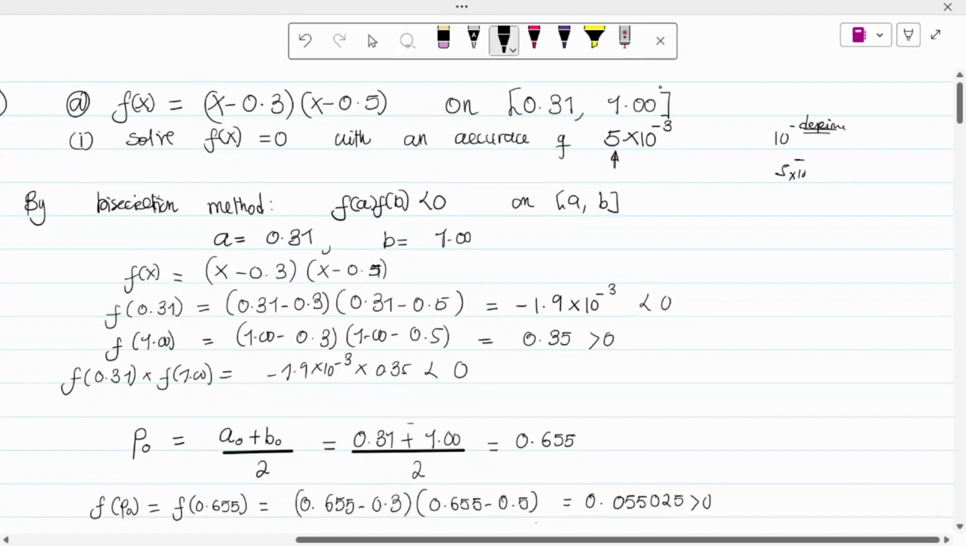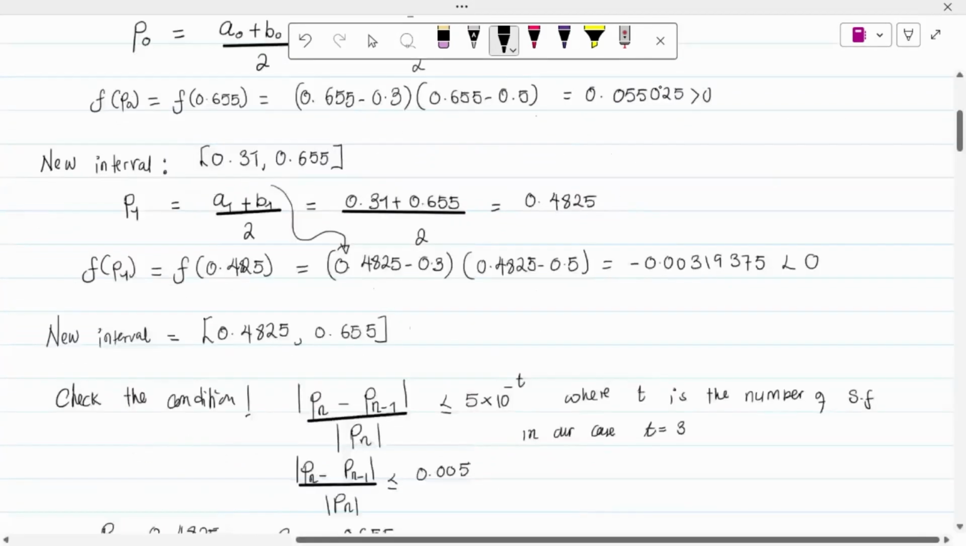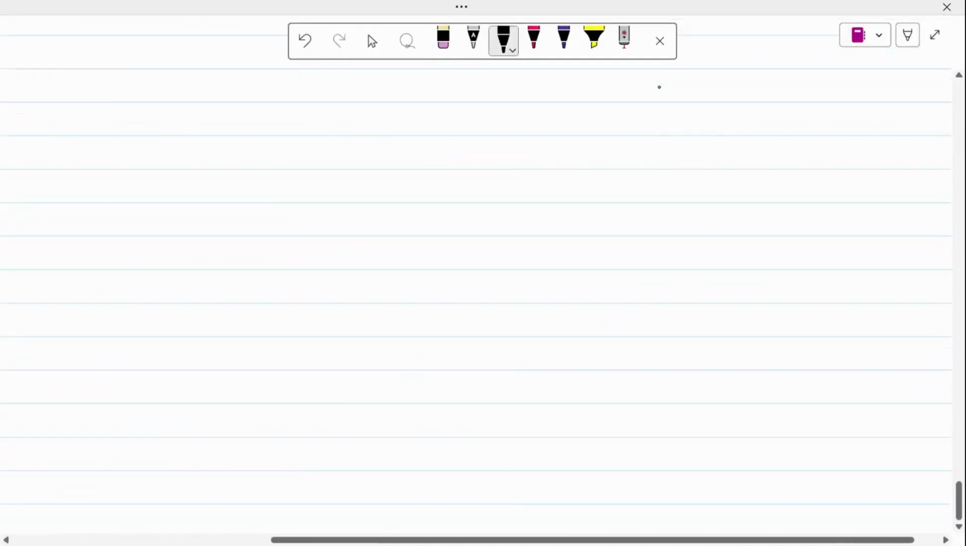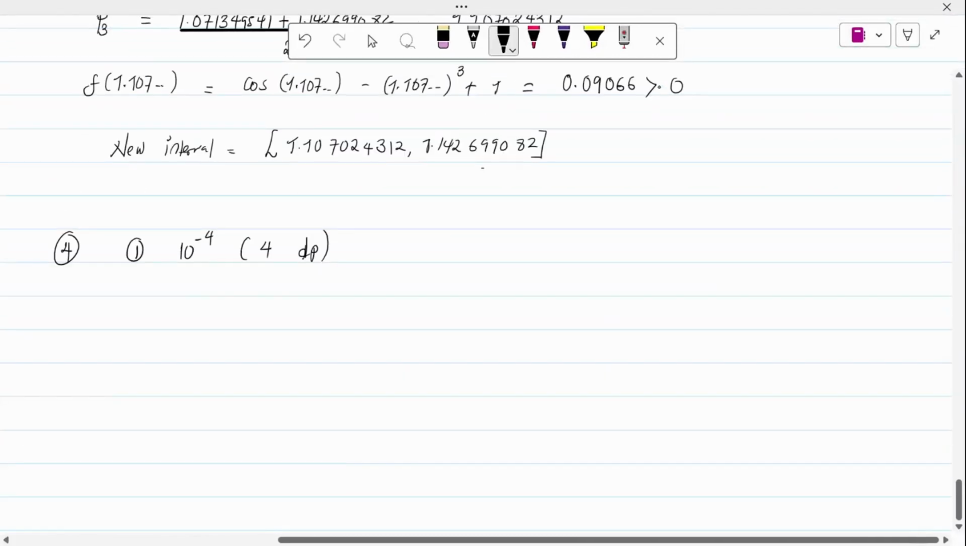Is this okay? So if the question says approximate to whatever decimal places, you have to use base 10, 10 to the power negative whatever number of decimal places you are given, t. So t means decimal places. If the question says approximate this function to some number of significant figures, you have to use 5 times 10 to the power negative whatever significant figures. This is the error that you're supposed to check every time you're doing the iteration.